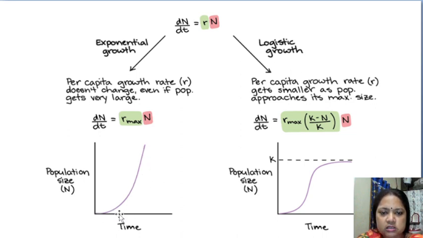growth for insects. And in case of logistic growth, on the right side you see that per capita growth rate, that is r, gets smaller as population approaches its maximum size. So dN by dt, here r max, or maximum growth rate, will be multiplied by (K minus N) by K, into N. So here r is represented by (K minus N) by K.